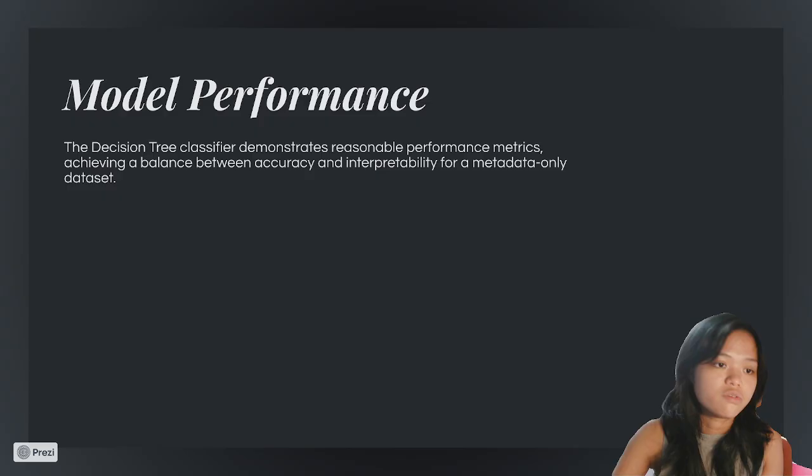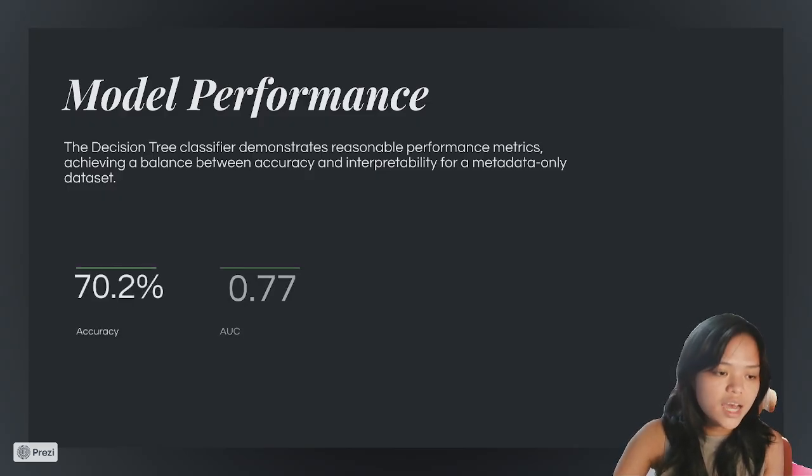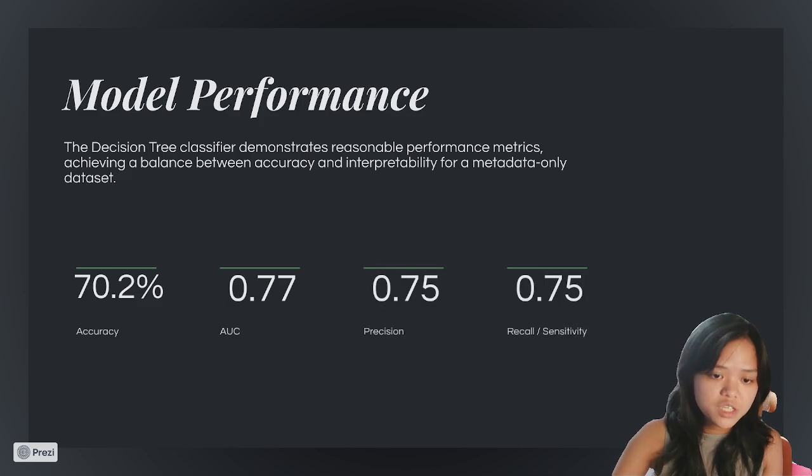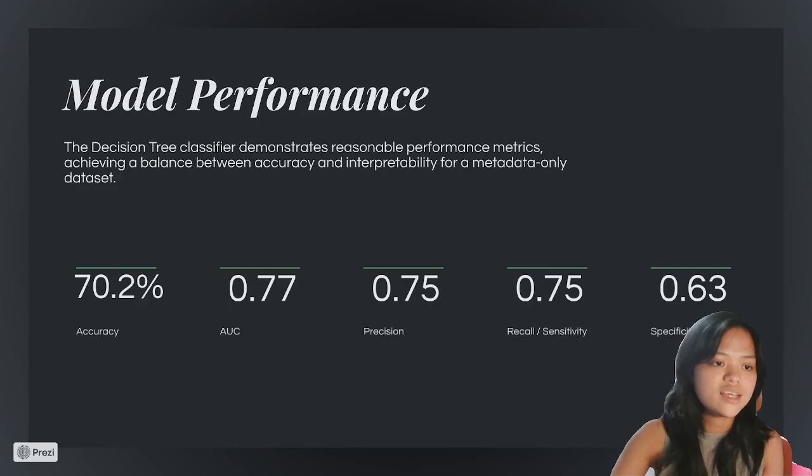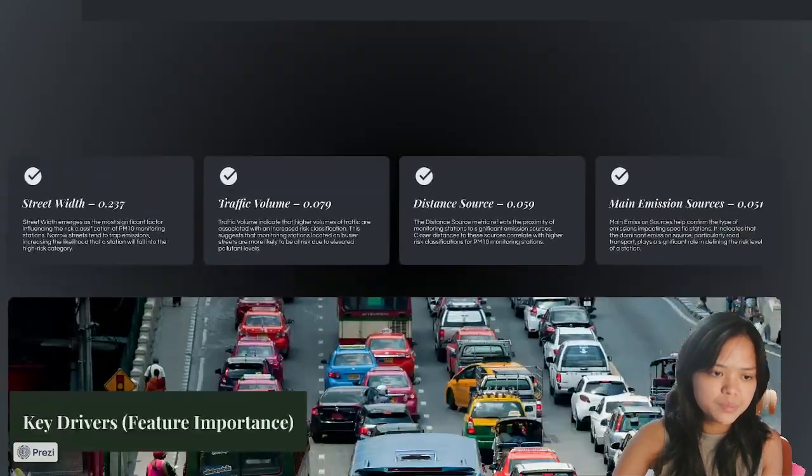So, how did the model perform? First of all, we have a 70.2% accuracy, a 0.77 AUC, a 0.75 precision, 0.75 recall/sensitivity, and a 0.63 specificity. So the decision tree classifier demonstrates reasonable performance metrics, achieving a balance between accuracy and interpretability for a metadata-only dataset.